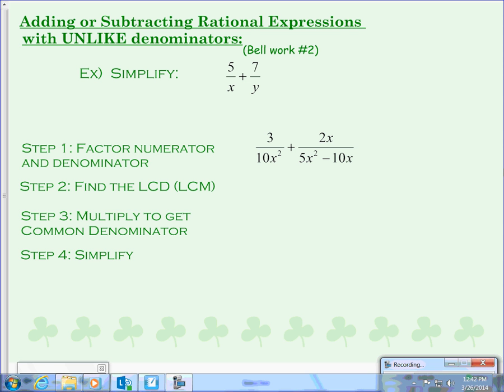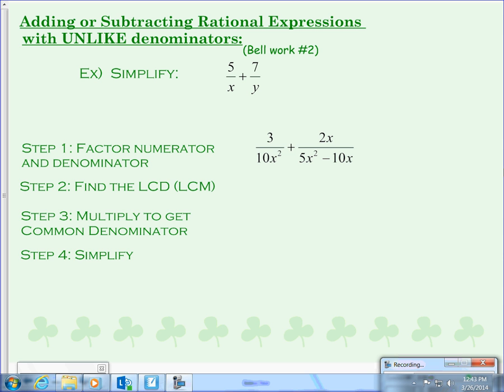Alrighty, so this example that we're going to do now is a lot like the number 2 bell work that we did. So we noticed that we're trying to add 5 over x and 7 over y, but they do not have the same denominator. So you need to make them have the same denominator by finding the least common denominator, or in other words, like we just did, you're finding the least common multiple between x and y. Okay? So these next 4 examples that we're doing are examples where we do not have like denominators, okay?